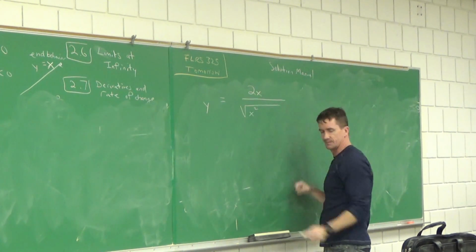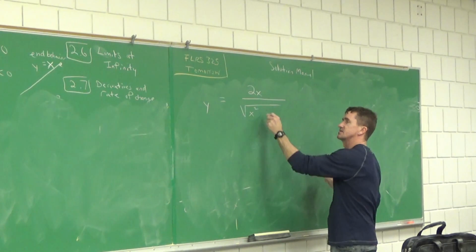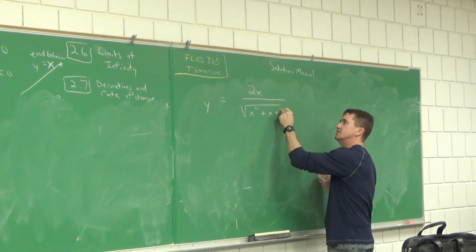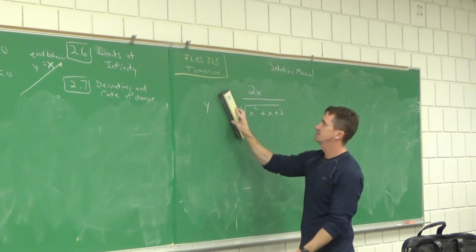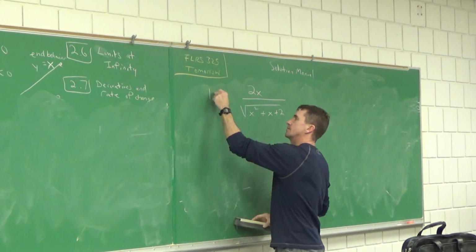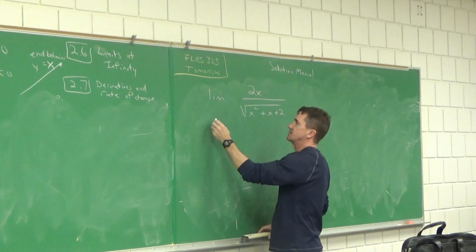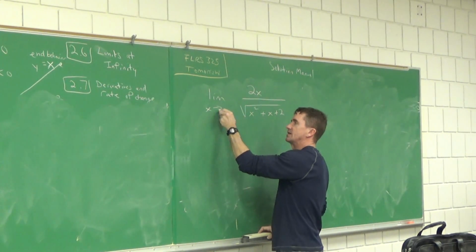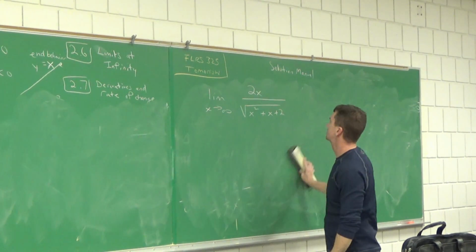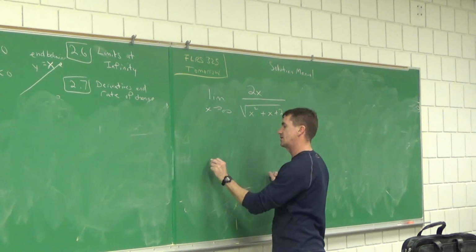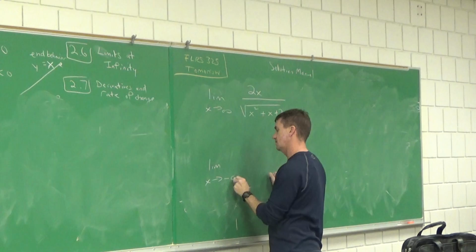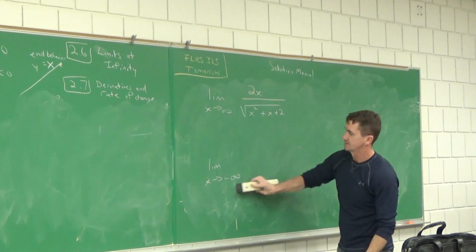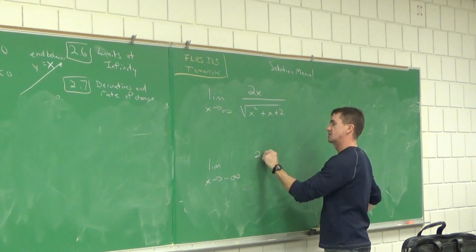squared plus x plus 2. And you and I are going to find the limit. That's a function, but it's not a rational function. You and I are going to find the limit as x goes to infinity of this. And then we're going to find the limit as x goes to, I'm sorry, negative infinity of the same expression.